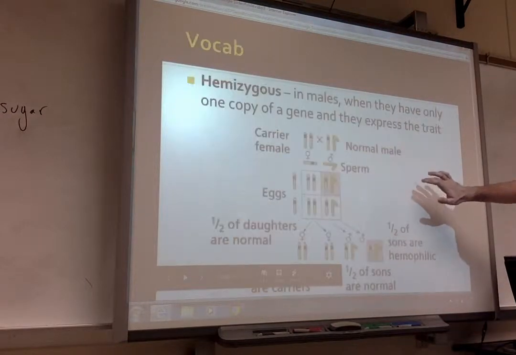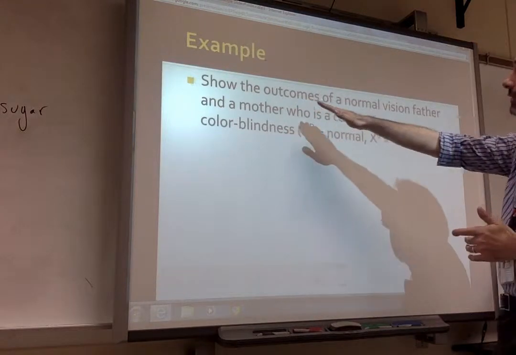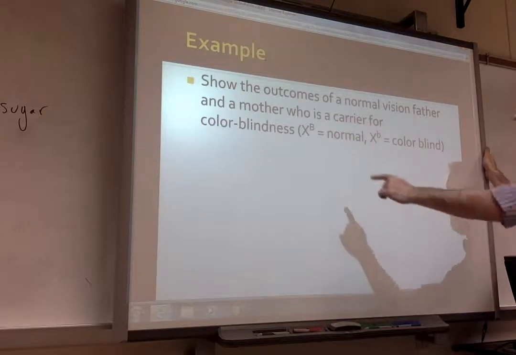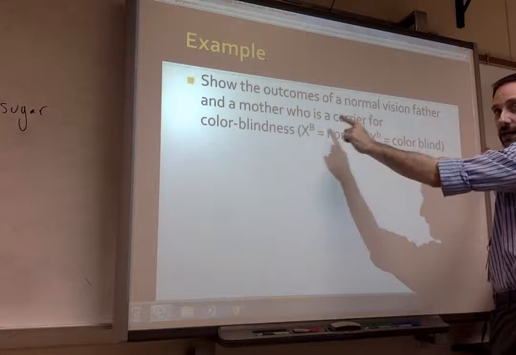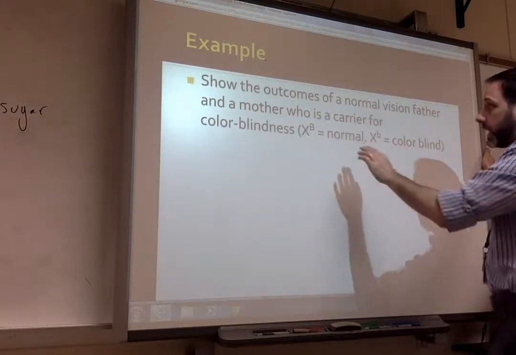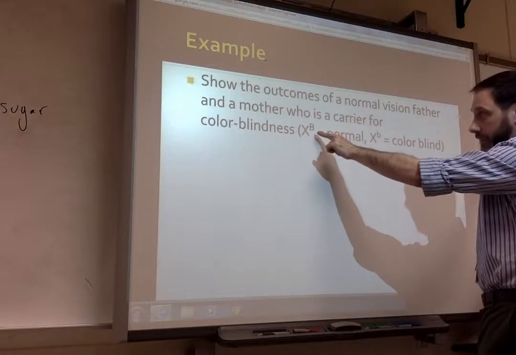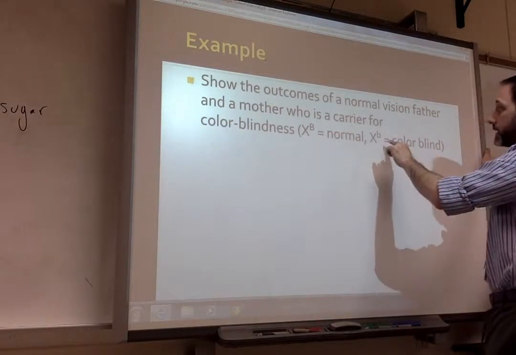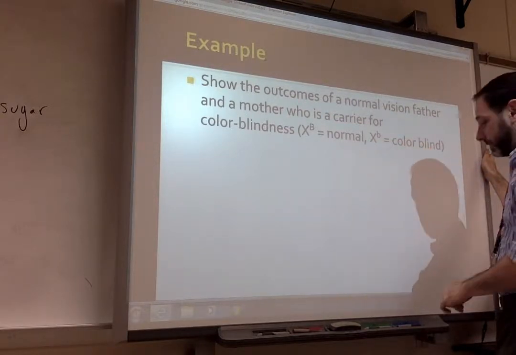So now let's look at a sample problem. Here we have: show the outcomes of a normal vision father and a mother who is a carrier for color blindness. We're using X and then we're putting the allele on the X. In this case, the dominant trait is normal, so we're going to say X capital B, and the recessive trait is colorblind, and we're going to use X lowercase b.